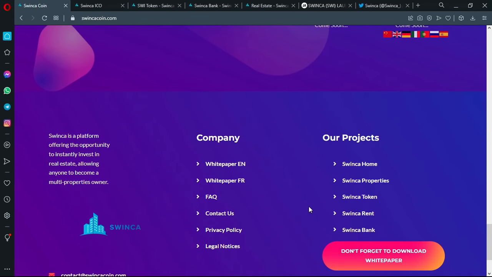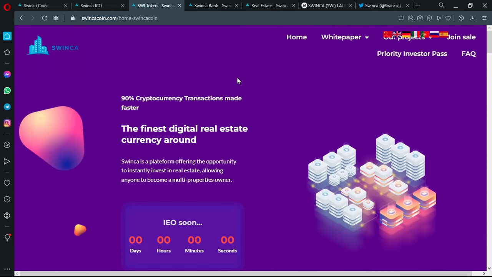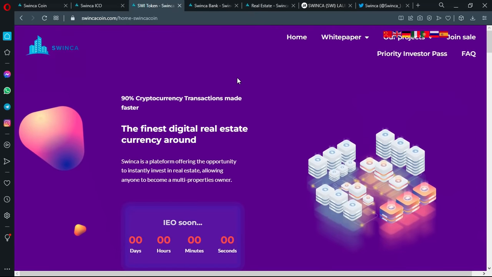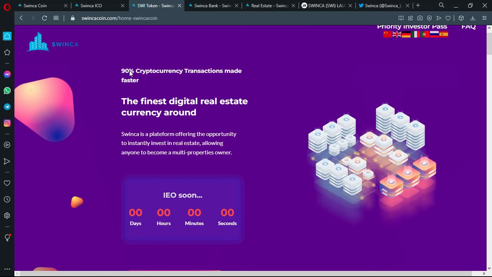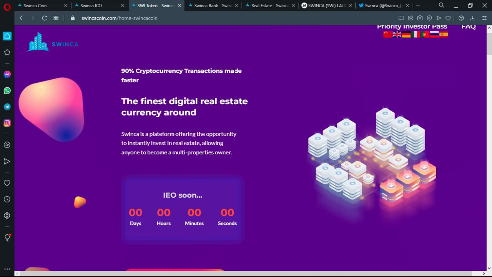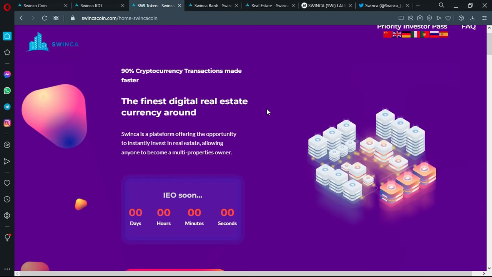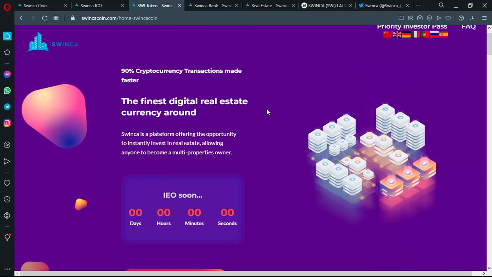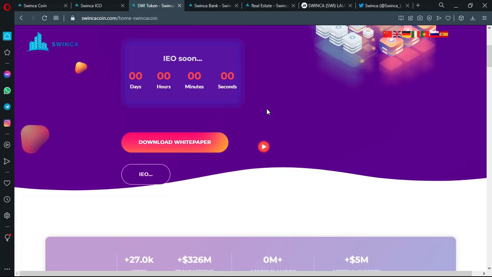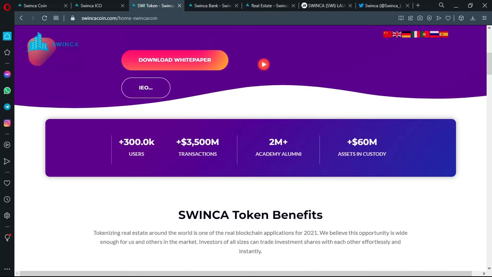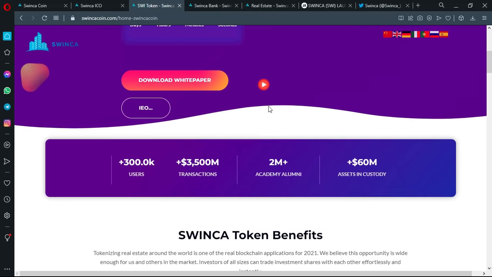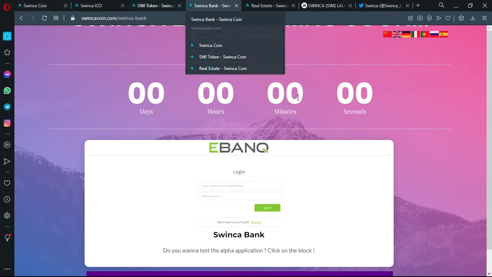And here you have some useful links that you can visit. Of course, their products, we are going to take a look at them. You have here Swinca coin, which is information about the coin. So 90% cryptocurrency transactions made faster. The finest digital real estate currency around. You can download the white paper and see the technical details about it. Here are some numbers that you may find interesting. Let's go ahead and see the Swinca Bank.